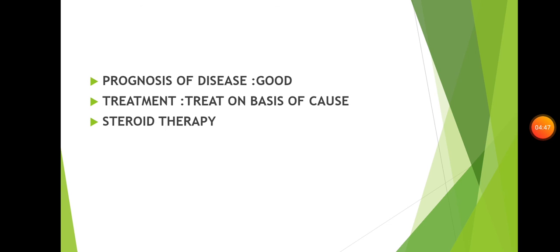Prognosis of the disease. Prognosis of the disease is good. Most people regain their normal vision within 12 months after optic neuritis episode. Treatment: Optic neuritis usually improves on its own, but in some cases, steroid medication decreases the inflammation of the optic nerve. That's all. Thank you.